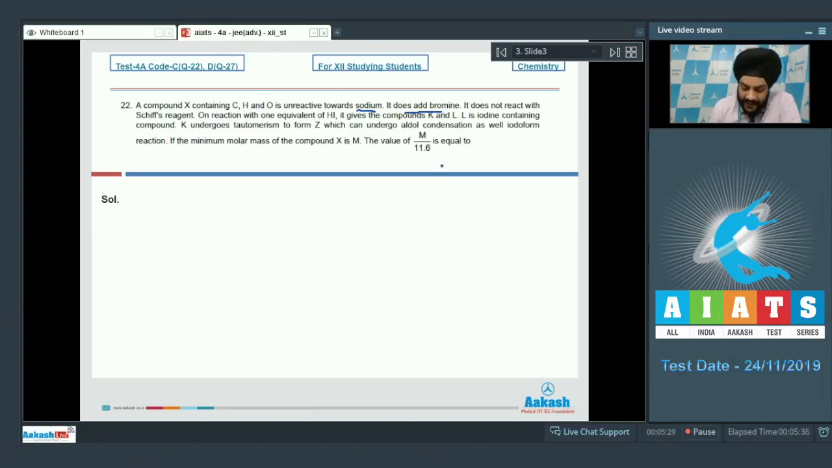Okay. So we start with the compound X, students. The compound X contains CHNO only. It is mentioned to us that it is unreactive towards sodium. So it does not react with sodium. So there is no reaction.